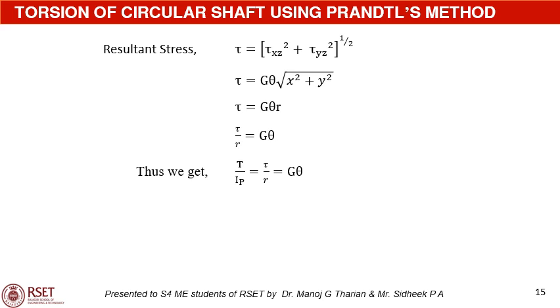Thus, for a shaft having a circular cross-section which is subjected to a torque T, we get T divided by IP is equal to tau divided by r is equal to G theta, where IP is the polar moment of inertia of the circular cross-section, tau is the shear stress at point P, which is at a distance r from the center, G is the modulus of rigidity of the material, and theta is the angle of twist per unit length.